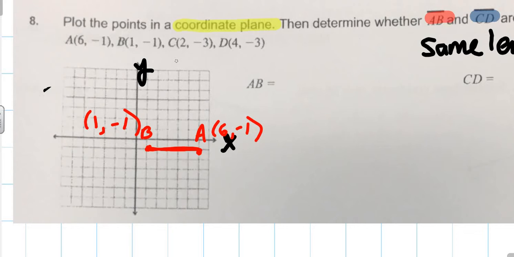And C is at 2, negative 3. So over 2, down 1, 2, and 3. That's C. And then we have 4, negative 3. So 1, 2, 3, 4, down 1, 2, and 3. And that's D.